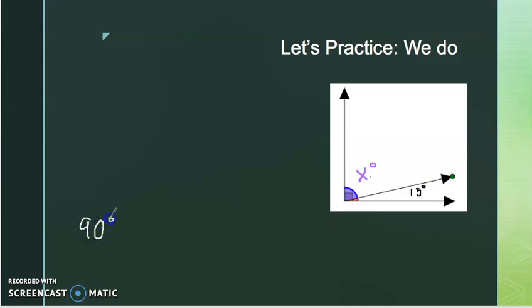And then we see that we have an unknown x, and we also have 15 degrees. So go ahead and write an equation for me. Pause the video and then hit play when you're ready to check your equation.